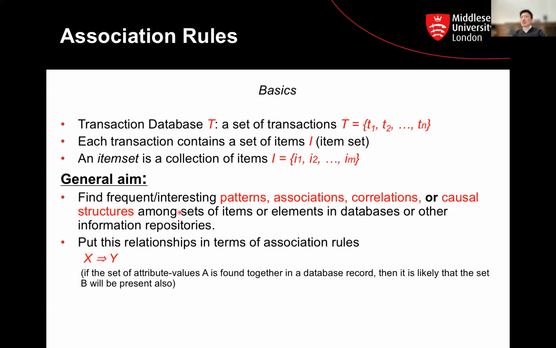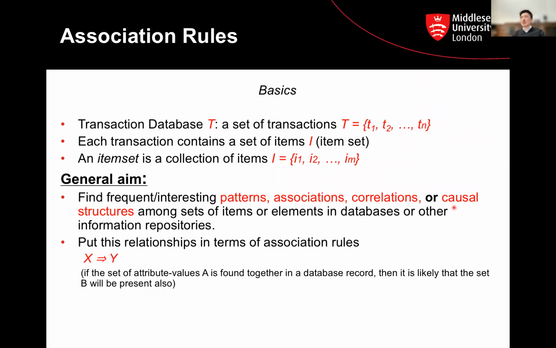Okay, for association rules, we want to find patterns, associations, correlations, or causal structures among the items. The patterns and associations are quite generic. Correlation means two items are often bought together. In this case, for example, beer and nappies have a strong correlation. People who buy beer also buy nappies, maybe not all the time, mostly just on Friday evening.